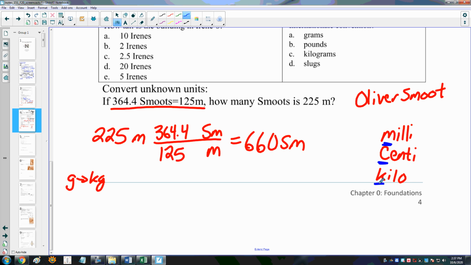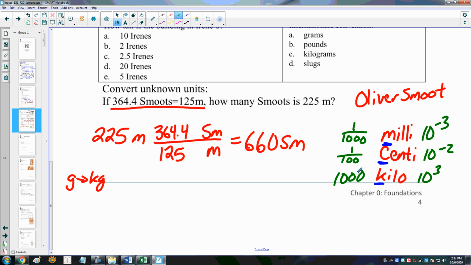We might see other metric prefixes as we move through the semester, but I'll explain those to you as we come to them. Milli is 10 to the minus 3, or 1 over 1,000. Centi is 10 to the minus 2, or 1 over 100, and kilo is 10 to the third, or 1,000. So those are our metric prefixes that I want you to know for right now.